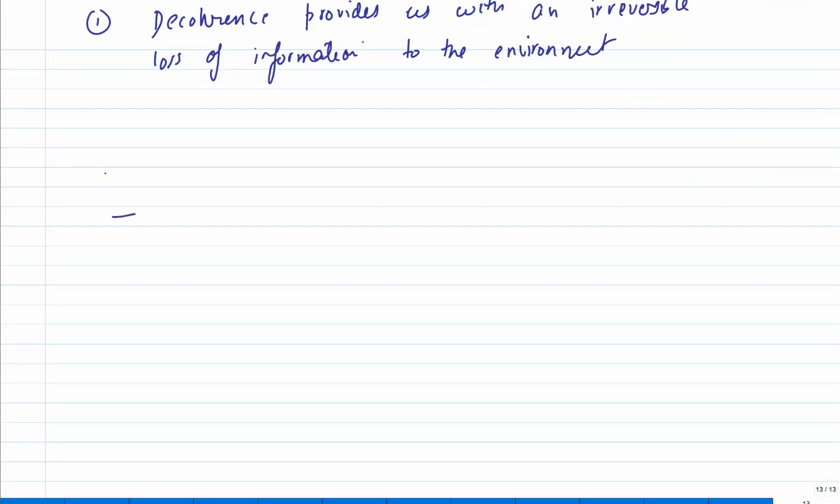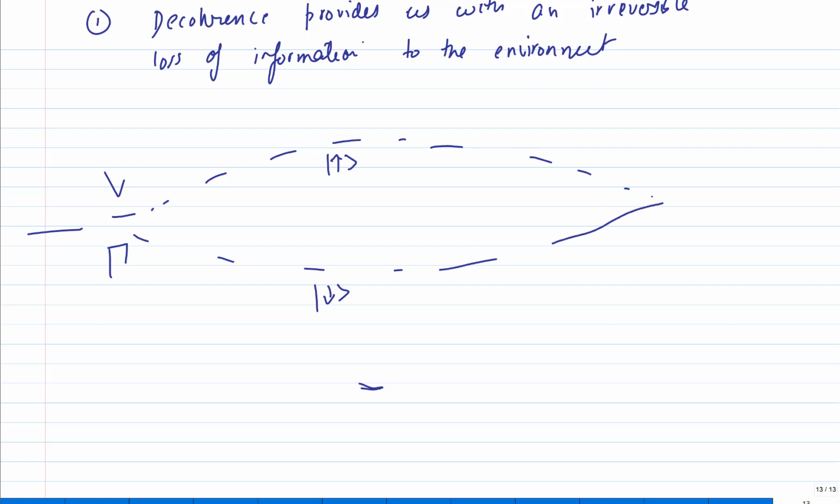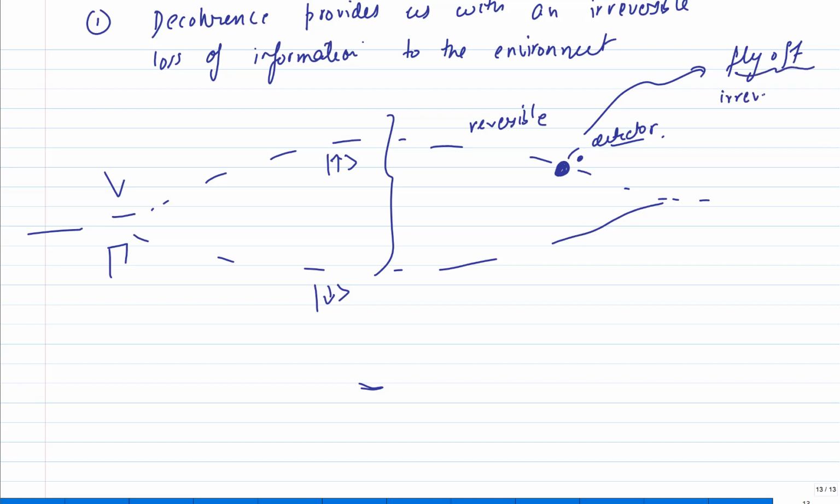So, for example, if you have a Stern-Gerlach setup and an electron taking two paths, this is the upspin, top trajectory. This is the downspin, the bottom trajectory. Now, using some other Stern-Gerlach experiments, this can be reversed. So this is reversible. However, if I place a detector somewhere, there are photons here which measure this particular path and fly off. That represents irreversible loss to the environment.